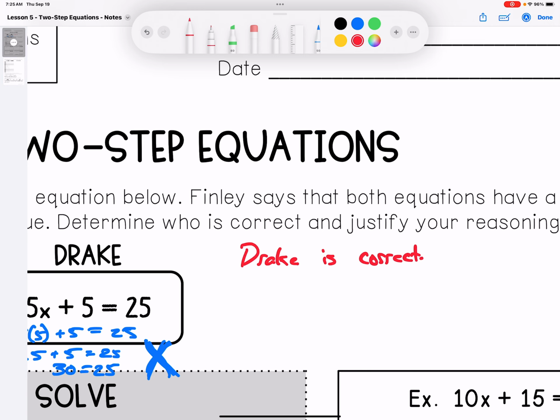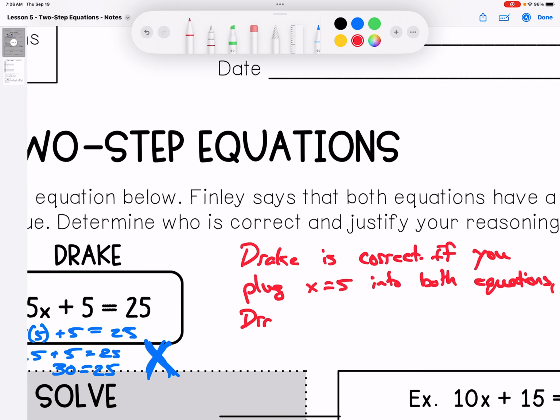Why is Drake correct? Because if you plug x equals 5 into both equations, Drake's equation will not be true.